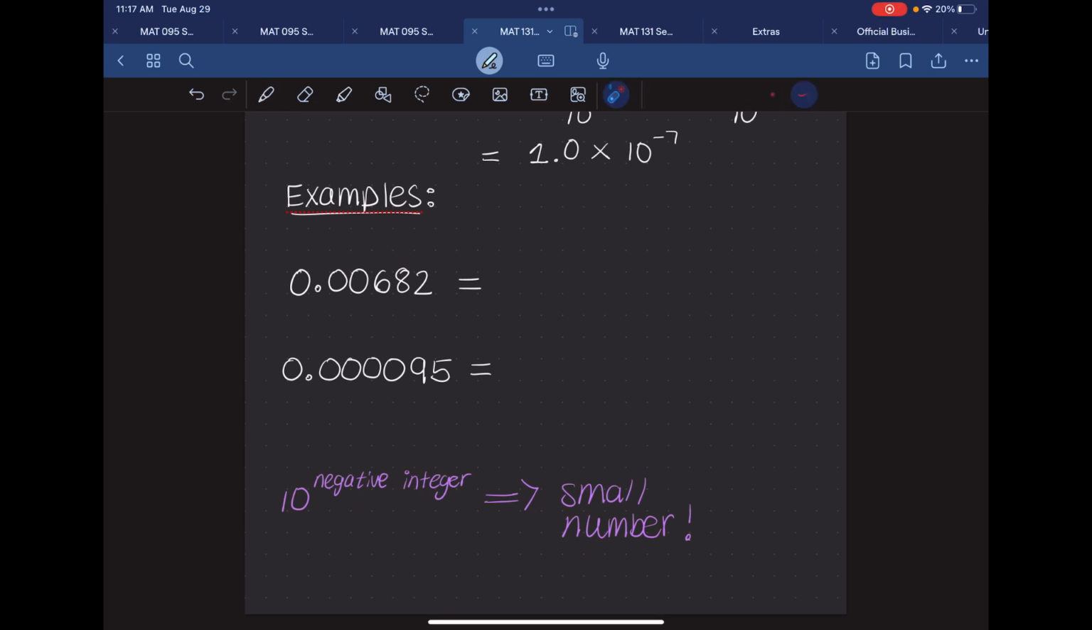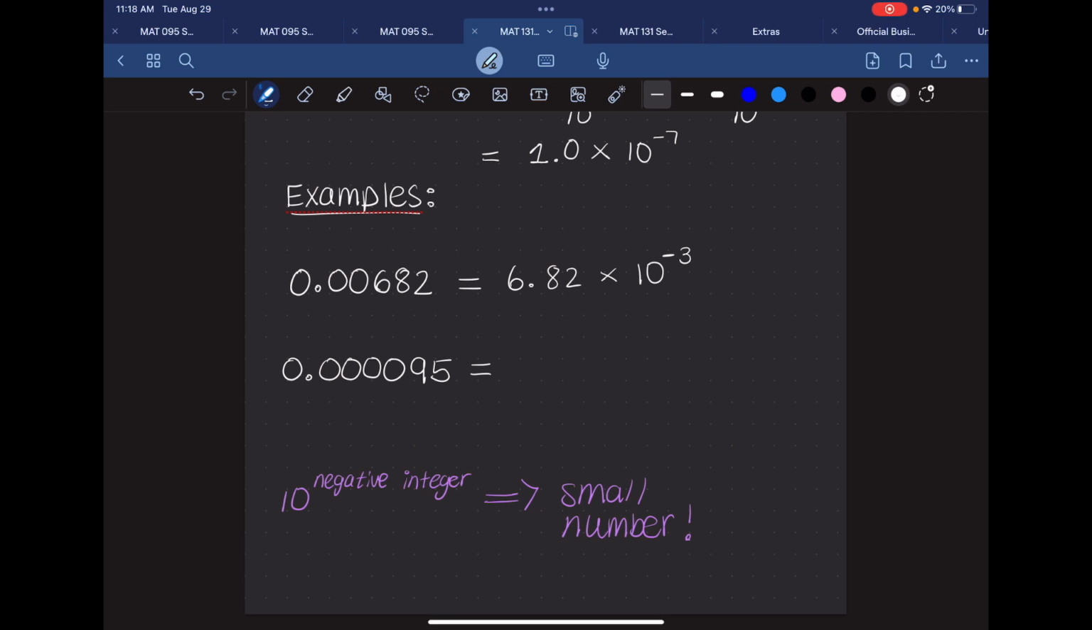Alright, so this first one, we want to get this decimal point to where there's only one digit in front of the decimal point. So I want to write 6.82 times 10 to something. To figure out the something, I figure out how many times I need to move the decimal point. So I need to divide by 1 ten, 2 tens, 3 tens. So I divide by a 10 cubed, which is the same as multiplying by 10 to the negative 3.